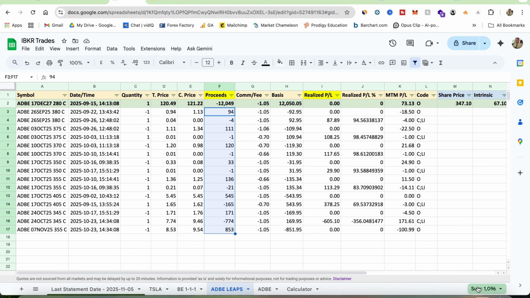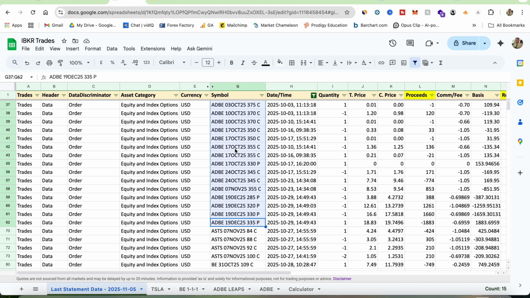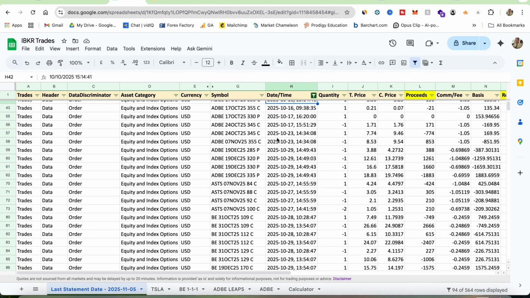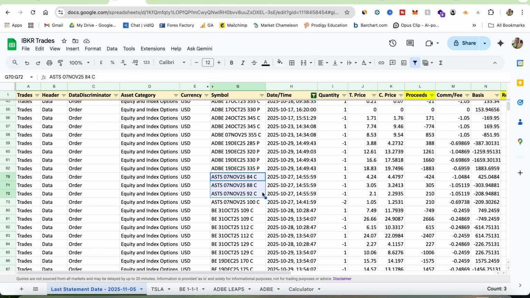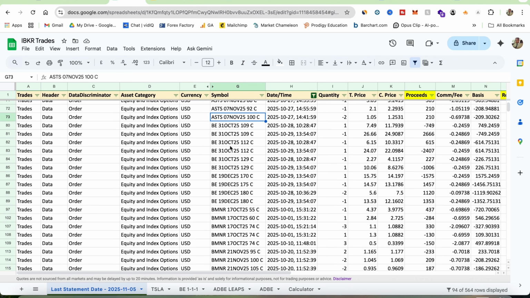I've made about $1,000 in premium on that. And there are some additional trades in this statement that are not inside the LEAPS tab, just because I haven't updated it. So I made some good money from Adobe this month. ASTS is a 111, plus I sold some naked calls on there as well. Then BE, which is Bloom Energy.